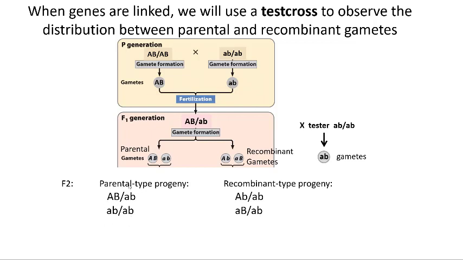Each of these parental types are going to get that little a, little b from the tester, and this allows us to observe exactly what type of gamete came from this dihybrid individual. So the parental type progeny would be listed here. These are listed in linkage notation, and the recombinant type progeny are listed here.